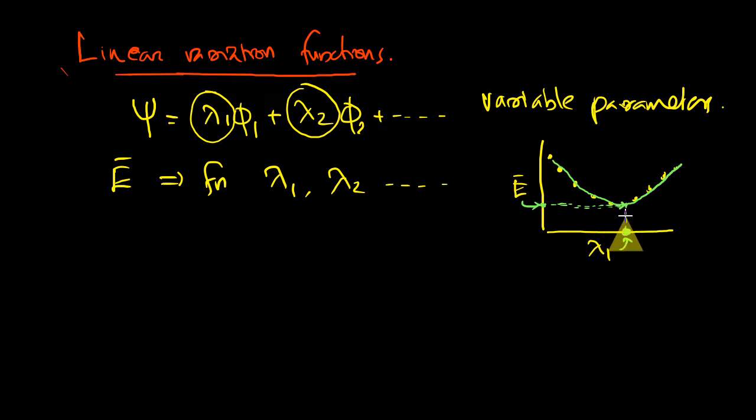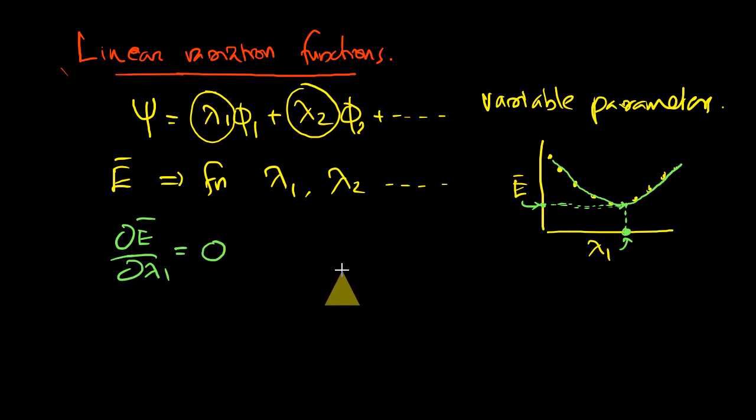In order to find this minimum expectation value, what we can do is take dou E bar divided by dou lambda 1. At this point, what will be the result? This is a turning point of the curve, right? The curve is coming down, down, down, down. At a particular point it reaches a minimum and then it goes up. So at this turning point, dou E bar by dou lambda 1 will be equal to 0.